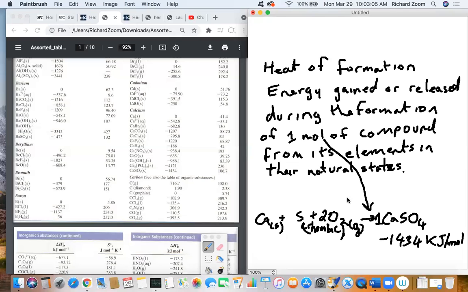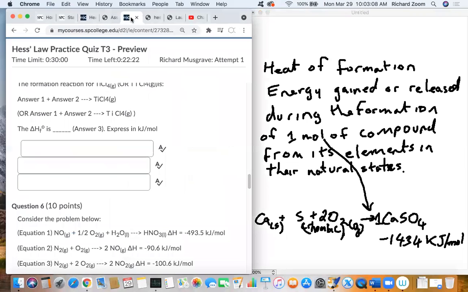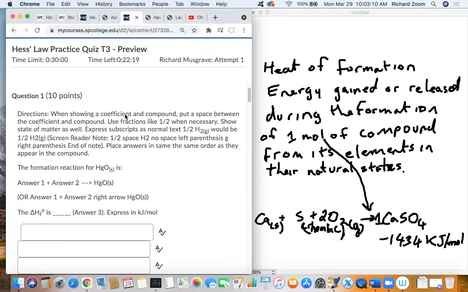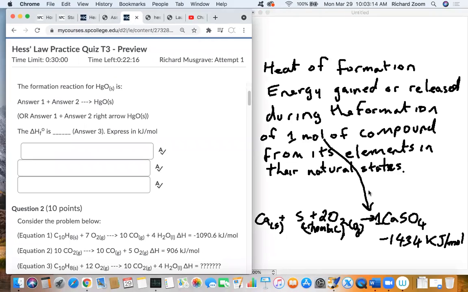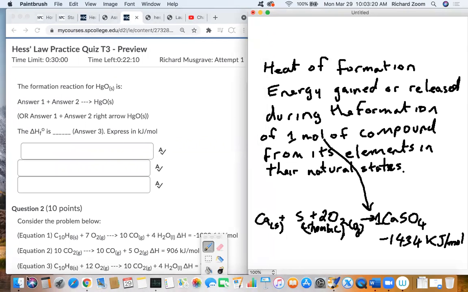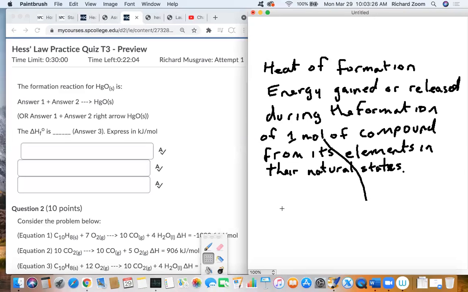All right, so we'll continue on, and we'll see if we can do some examples and get this a bit clearer. So looking at this one here, we've got HgO. We're being asked to come up with the equation for the heat of formation of HgO solid. So what I've got to do is figure out what elements are present in HgO solid, and it would be Hg plus O. Now I've got to go back and find the natural states as well, and I'll do that in a second.